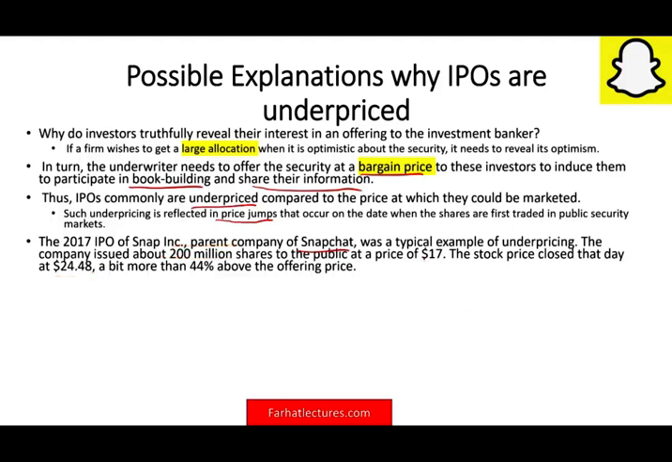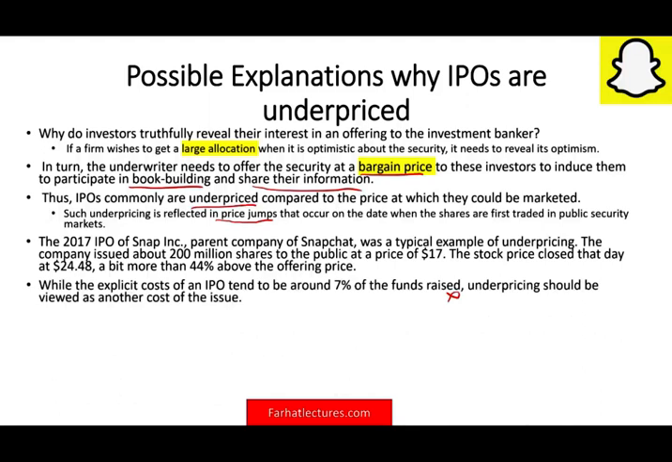Simply put, Snapchat, the parent company, lost the difference. Basically, they lost 200 million times approximately $7.48, because the price ended up at $24.48. There was interest, but they did not raise the price. So that's part of it: the underwriter is careful, and the investor is trying to show interest in the company. So there's kind of conflict in one way or another.